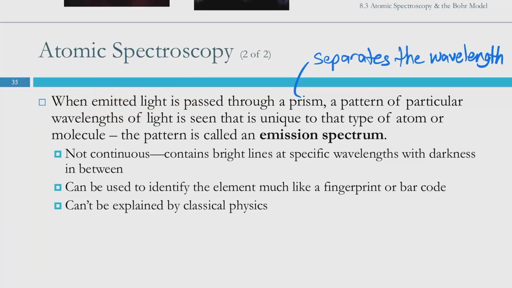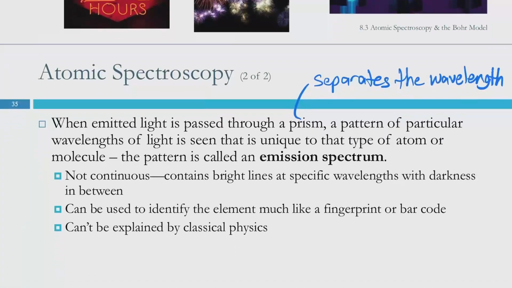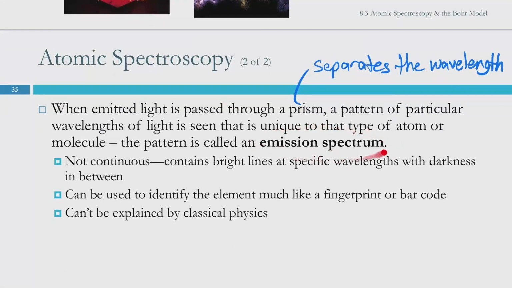So when this emitted light from these different lamps passes through a spectrum, it'll separate out all of those wavelengths, and then we can look at the individual wavelengths of light. And the pattern that we see is called an emission spectrum.